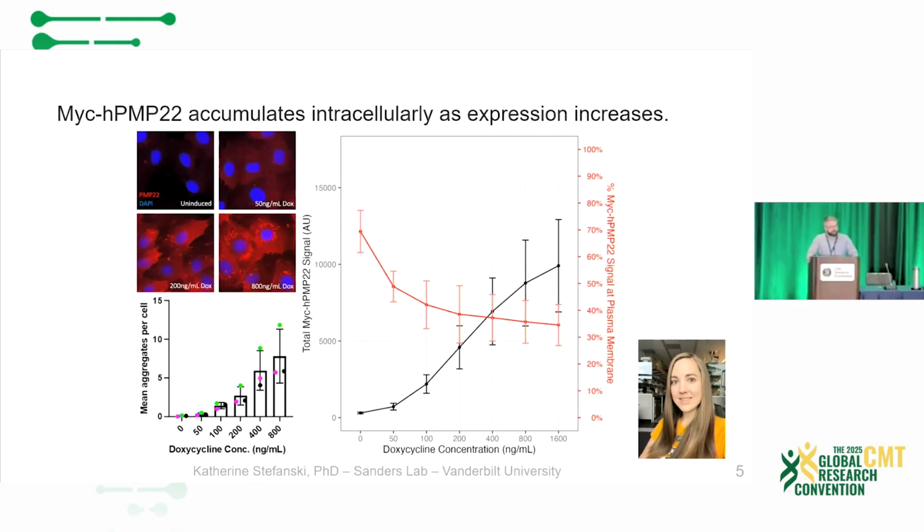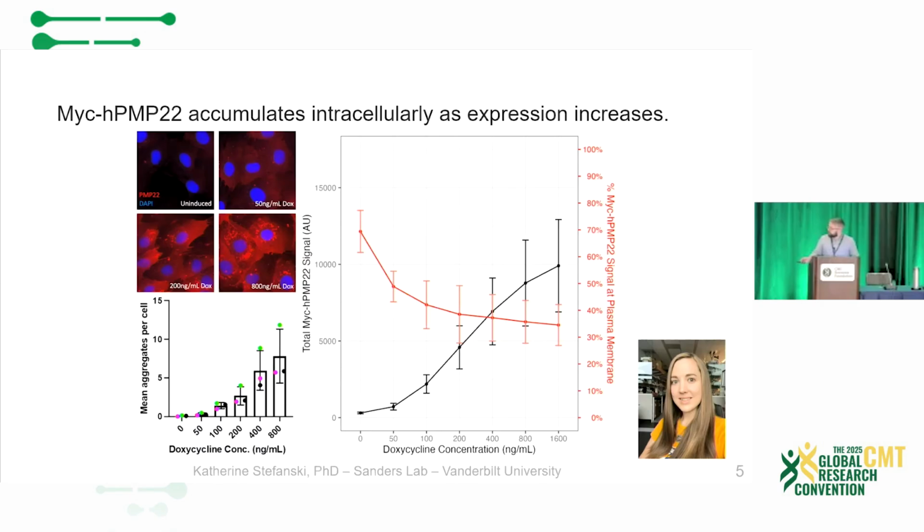My collaborator, Catherine Stefanski, who's a postdoc in the lab that's also giving a poster later, by the way, go check her out, did some preliminary immunofluorescence with these cells. So you're seeing that here in the top left. And as we increase the amount of doxycycline in the cell culture media, we see the red signal, PMP22, correspondingly goes up. But also, the number of intracellularly retained PMP22 foci increases as a function of total expression level.